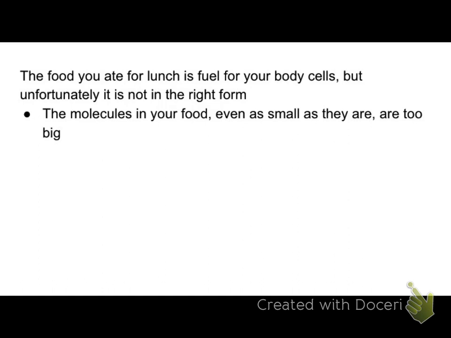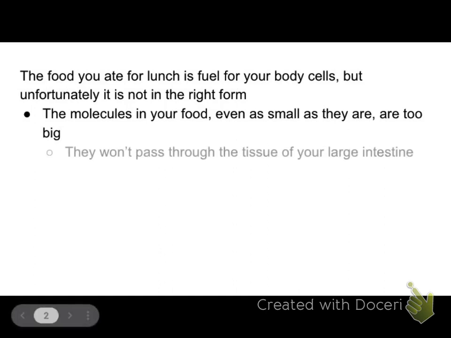The molecules we've been talking about, like carbohydrates and lipids and proteins, they're those long polymer molecules, right? Where it's chains of these pieces and they're too big for your cells to use. So even after we break it down and it stops looking like a sandwich and starts looking like molecules, even those molecules are too big. So something has to happen to them in order for your body cells to be able to use them. They are too big to pass through the tissue of your large intestine.